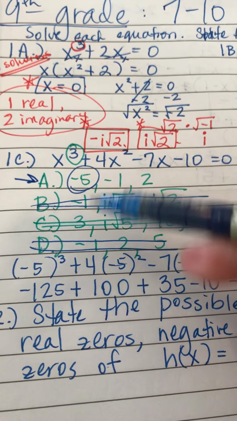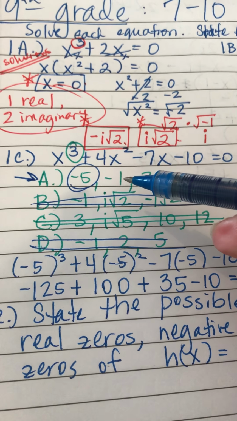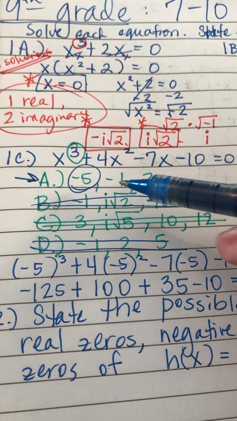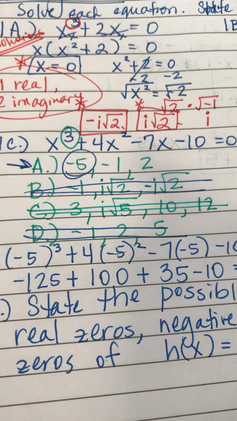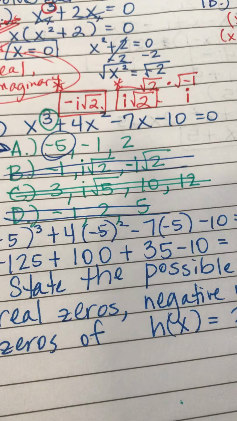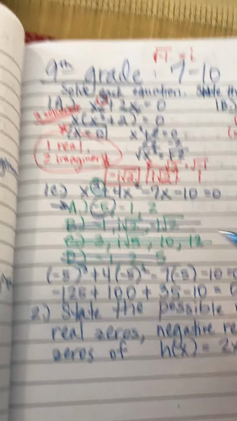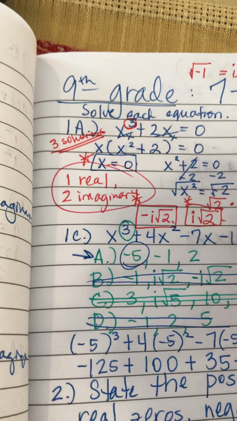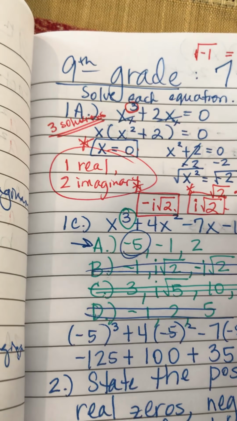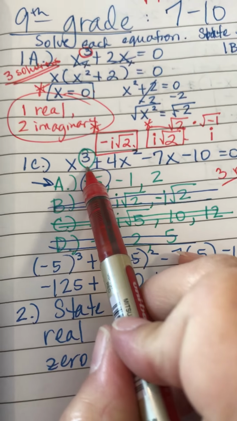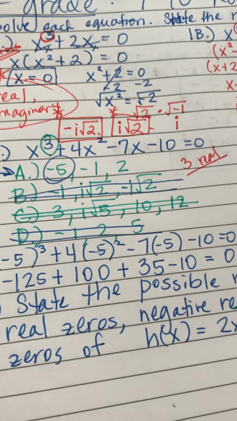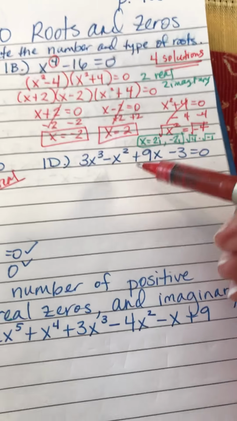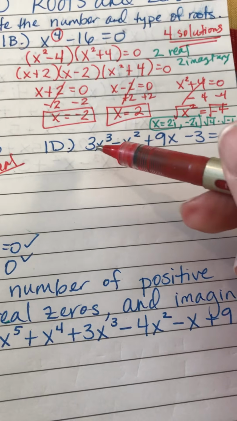If there's more than one with negative 5, then I would do negative 1 next and see if that one is a solution. And I would keep going until I figure out the one that has the correct solutions. Okay, so this one has 3 real solutions. Because I know I have 3, and this one has all real solutions. So 3 real solutions.